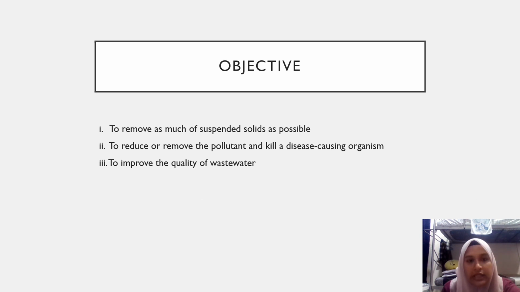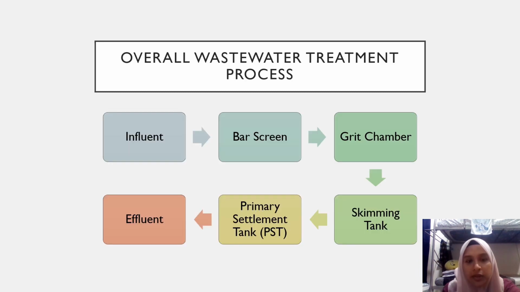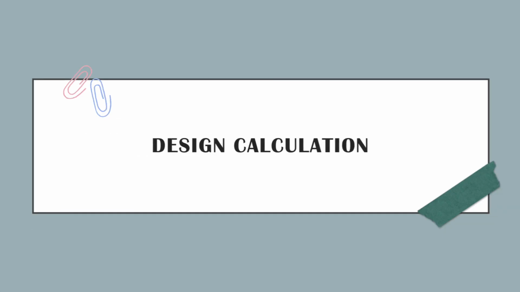The objective is, first, to remove as much suspended solid as possible. Second, to reduce or remove the pollutant and kill disease-causing organisms. Third, to improve the quality of wastewater. The overall wastewater treatment process starts from influent, then goes to the bar screen, next the grit chamber, next the skimming tank, next the primary settlement tank, PST, and lastly effluent.